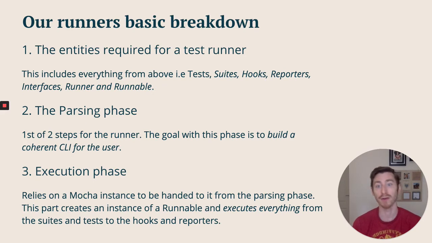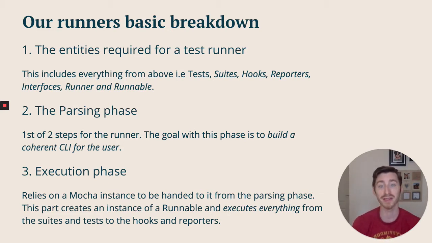So our runner's basic breakdown. There are going to be three parts to our runner. Part one, the entities required for a test runner. These include everything that we mentioned previously, so tests, hooks, suites, reporters, interfaces, runnable, and a runner. Number two is the parsing phase. It's the first of two steps for the runner.